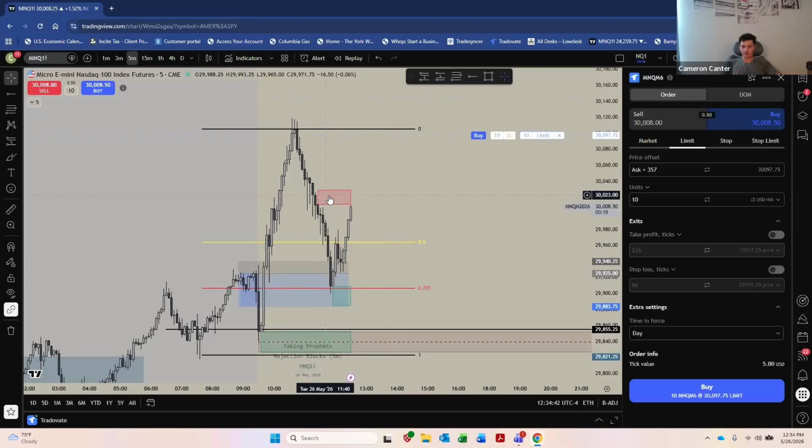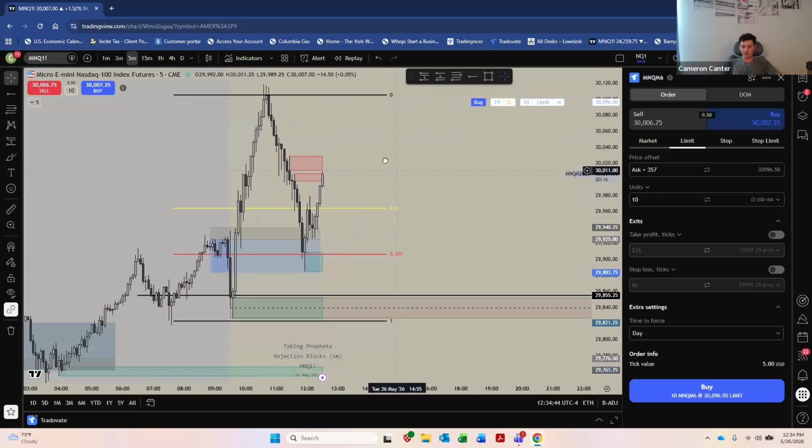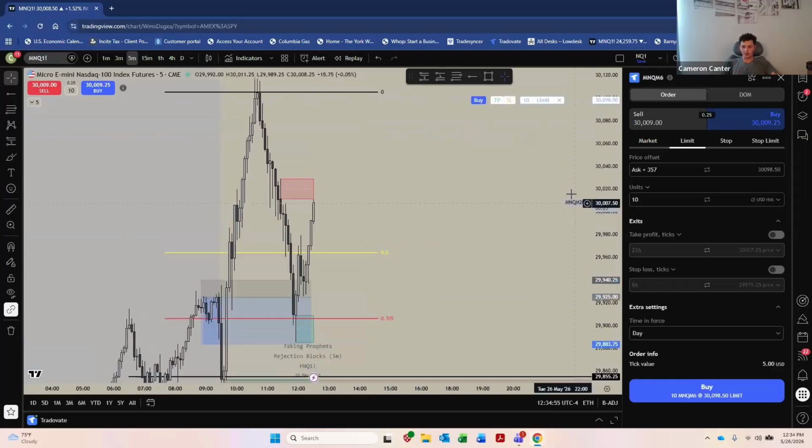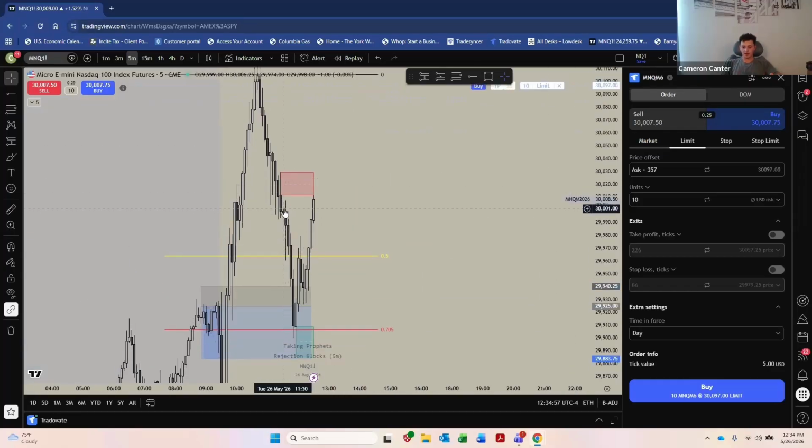Right here, this is the perfect example. This is a rejection block, internal though, because we didn't break the previous lows. Of course, we made these lows, but we didn't break the previous lows. So this is an internal rejection block. And look how you just saw it had one right there, and then it moved through it. And then it had one right there, it has one right there, and now it's probably going to just get rid of it because they're failing. They're failing because they're internal, right?